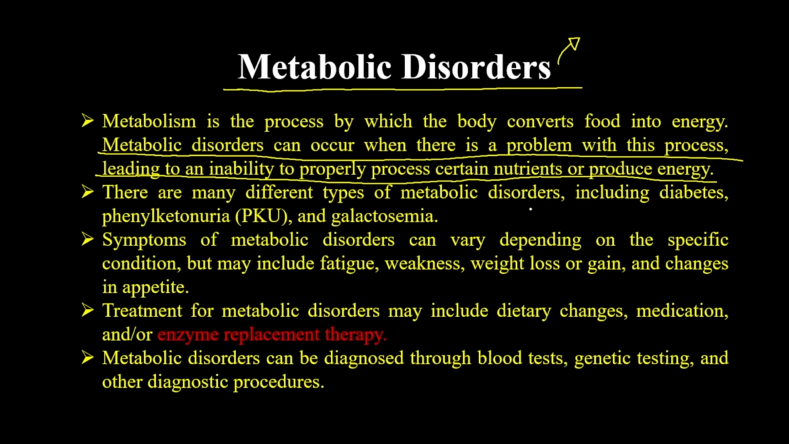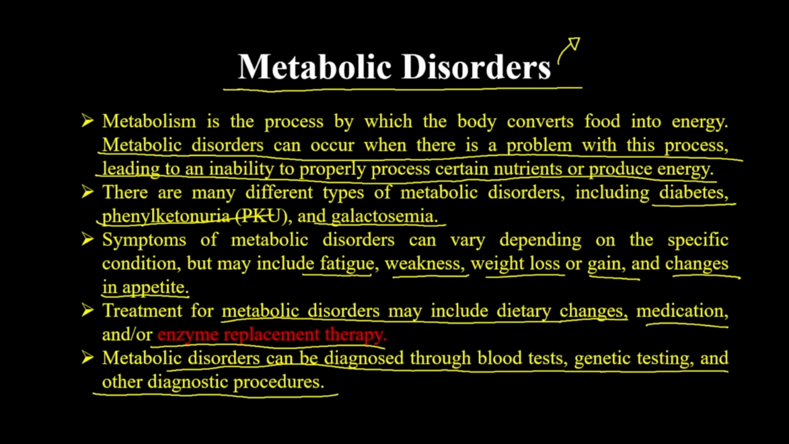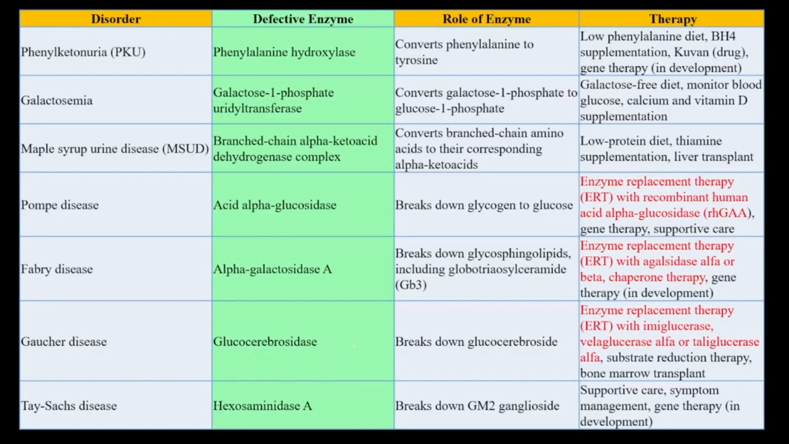There are many different types of metabolic disorders, such as diabetes, phenylketonuria, and galactosemia. Symptoms can vary depending upon the specific condition, but may include fatigue, weakness, weight loss and gain, and changes in appetite. Treatment may include dietary changes, medications, and enzyme replacement therapy. Metabolic disorders can be diagnosed through blood tests, genetic testing, and other diagnostic procedures. So we have taken a few examples.